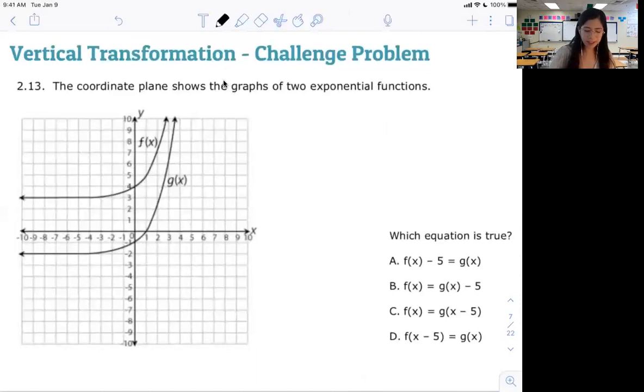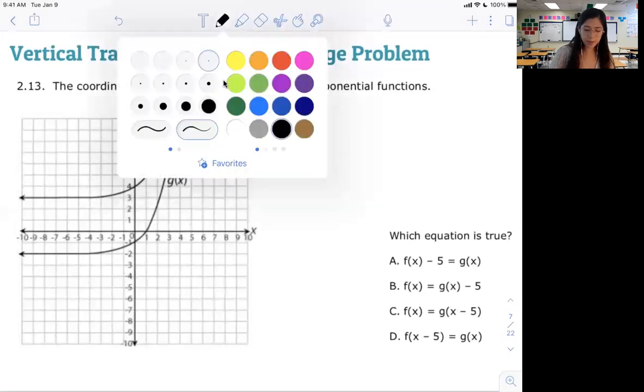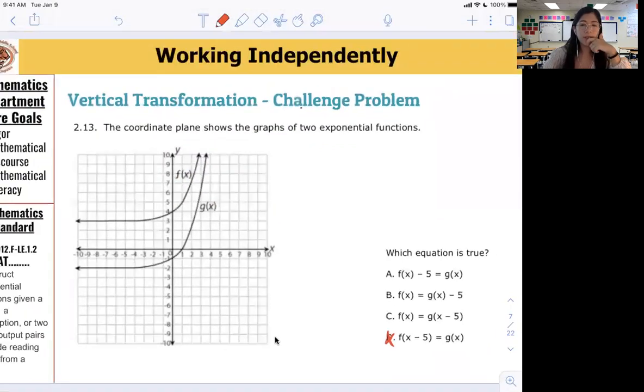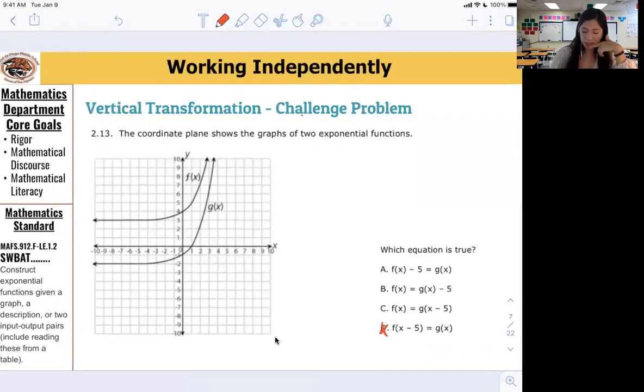That's fine. But one thing that's very important is that D is wrong. There's one more answer that's definitely wrong. Which one is it? C. Okay, so C and D are written incorrectly.